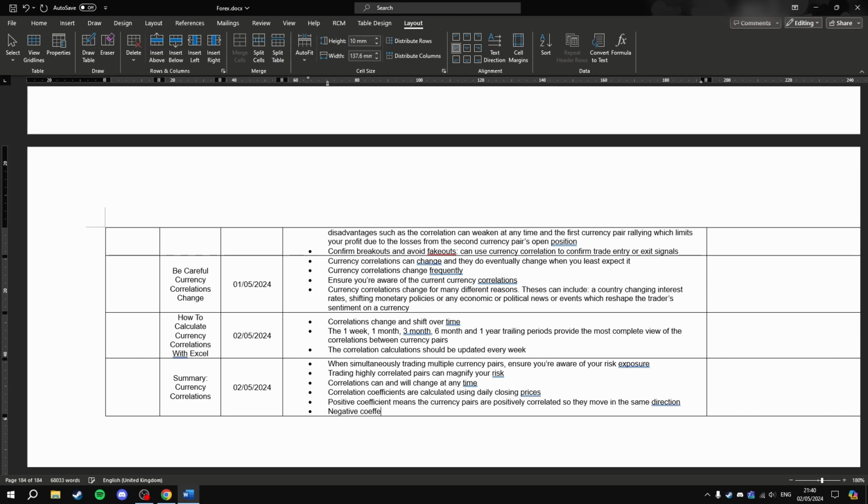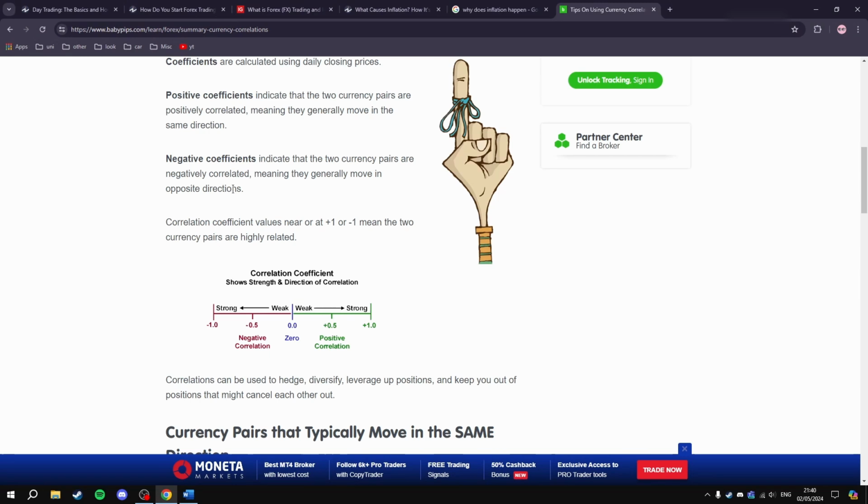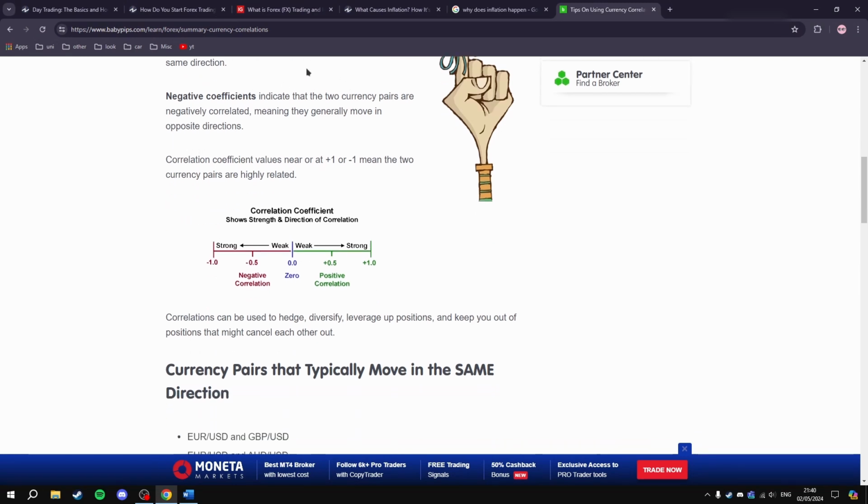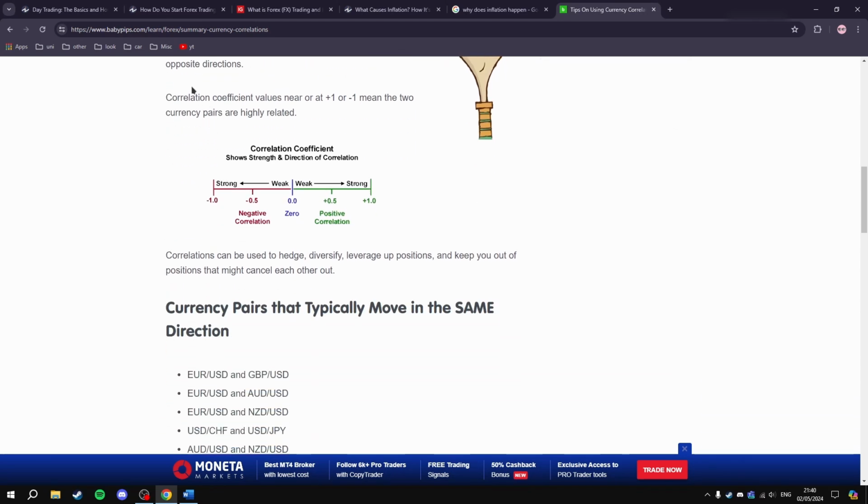A negative coefficient means the currency pairs are negatively correlated, so they move in the opposite direction. Negative coefficients indicate that two currency pairs are negatively correlated, meaning they generally move in the opposite directions. Correlation coefficient values near or at +1 or -1 mean the two currency pairs are highly correlated.